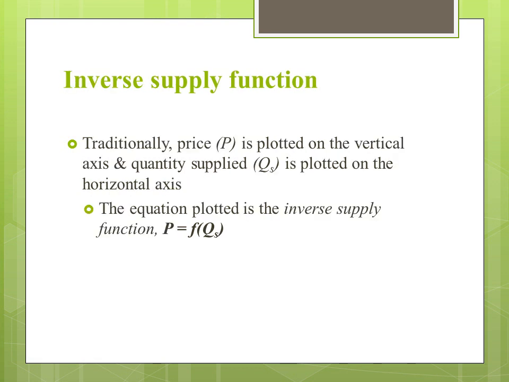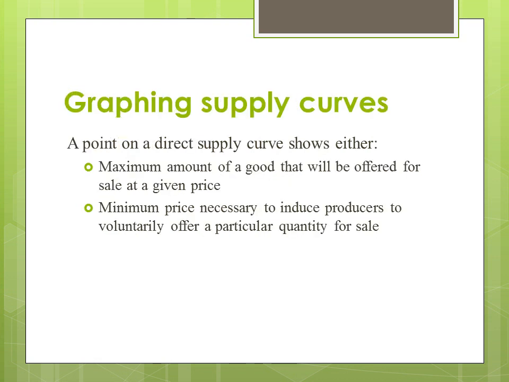So traditionally price is plotted on the vertical axis and quantity supplied is plotted on the horizontal axis. So the equation plotted is the inverse supply function. For example, the inverse supply function is price equal to a function of quantity supplied. So we will take price on the vertical axis and quantity supplied on the horizontal axis. Graphing supply curves.